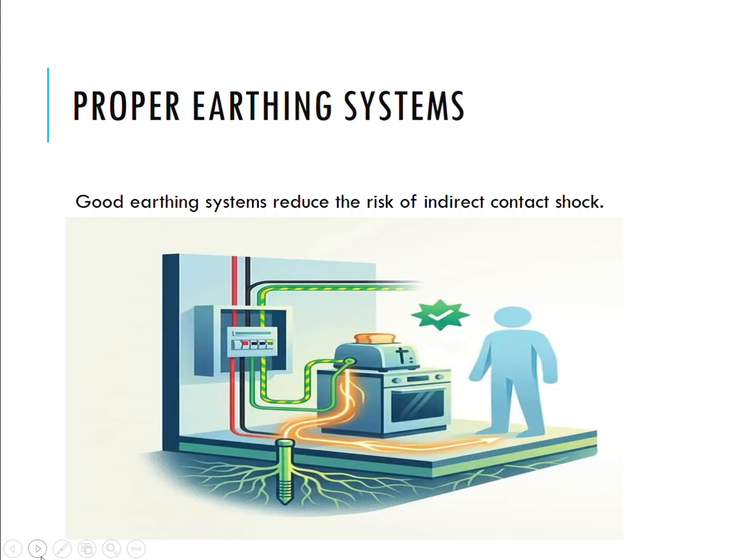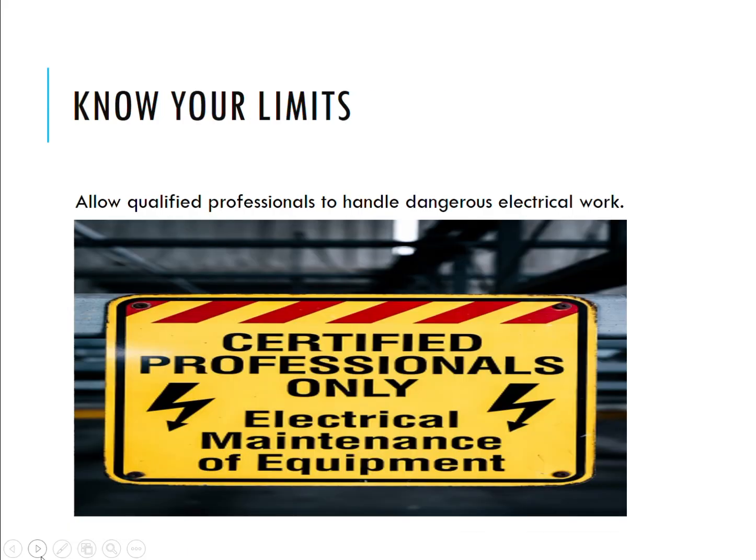The fourth, we should also make sure we have a proper earthing or grounding system, because if you have failed insulation in any electrical appliance and the device is earthed, that leakage current is going to flow to the ground and it is not going to shock you. And it is also important for us to know our limit. It is always written on electrical appliances: certified professionals only. If you are not a certified professional, do not attempt to fix any electrical appliance at home because it can become very fatal.